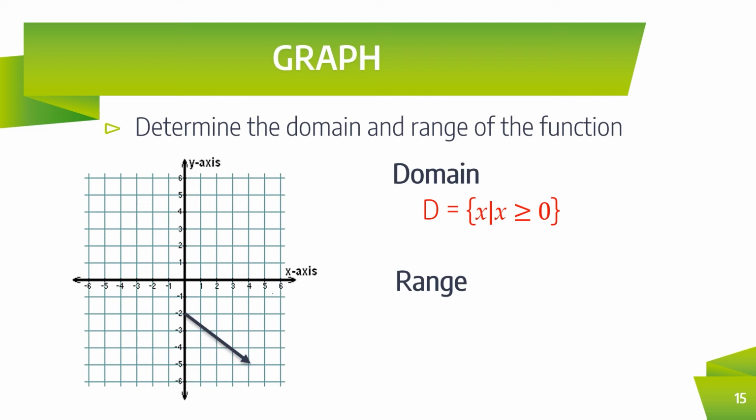For the range, look at the y values or the outputs taken by the graph. The arrowhead extends downward starting from -2. Therefore, the range is the set of y such that y is less than or equal to -2.